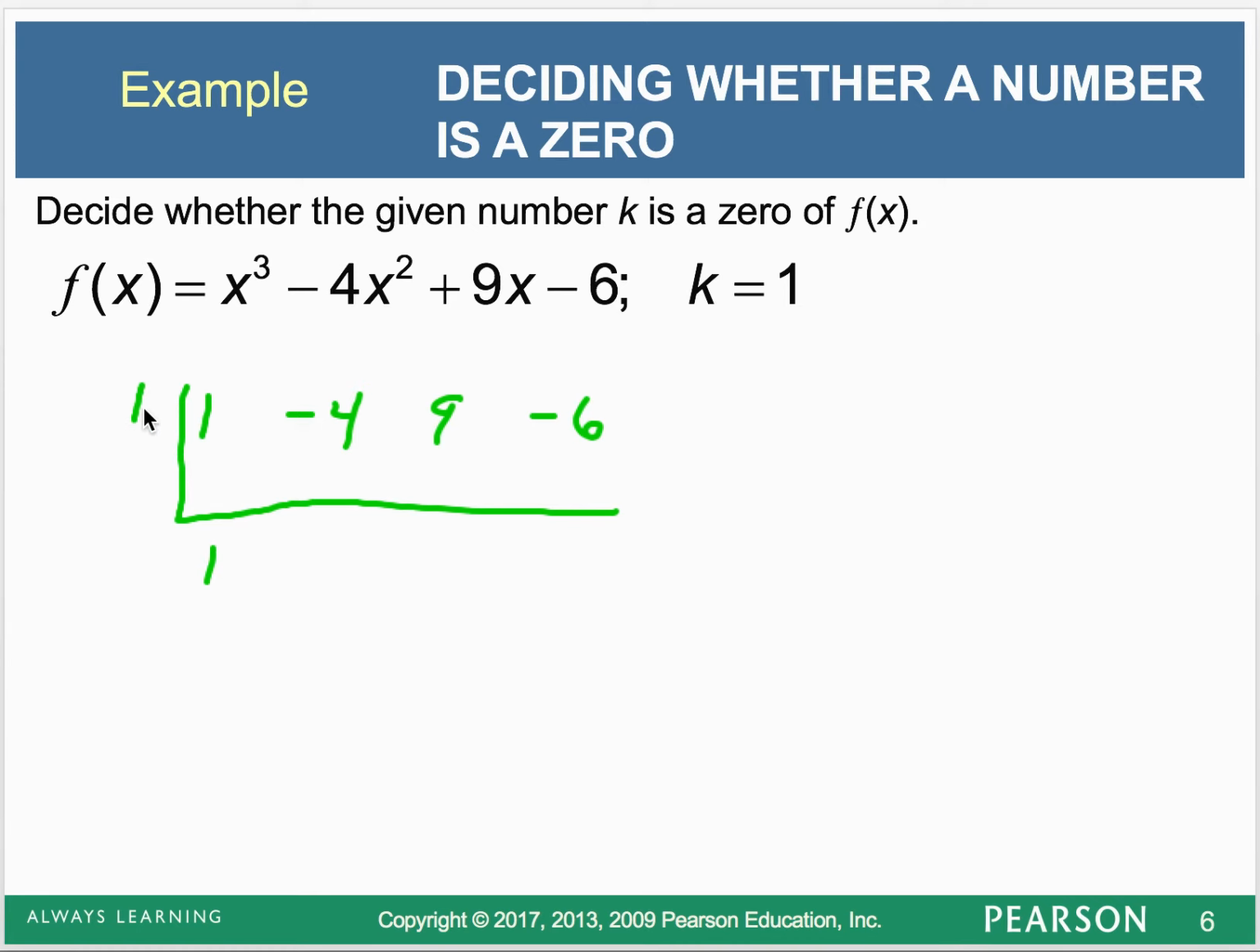Bring the 1 down. 1 times 1 is 1. Add them together. 1 times -3 is -3. Add them together. 1 times 6 is 6. Because that's a 0, then yes, I found a 0, which is also going to be an x-intercept. We can call them roots. We can call them solutions. We'll talk about all that next time. But this is what I'm looking for.